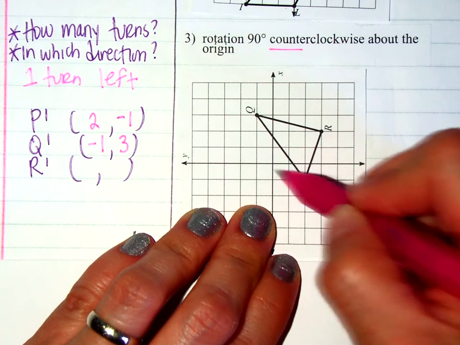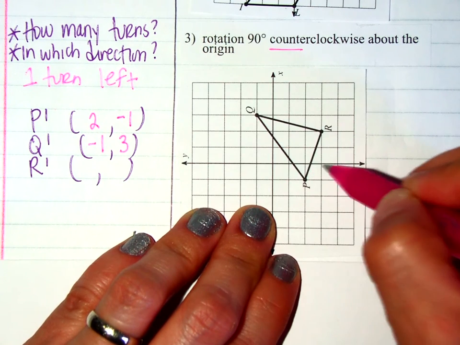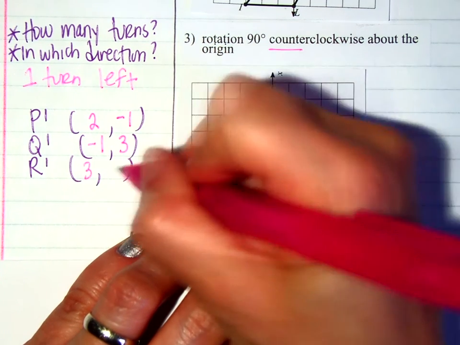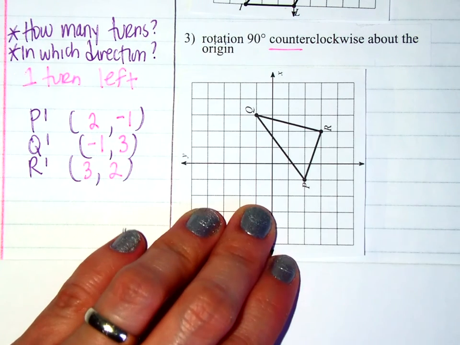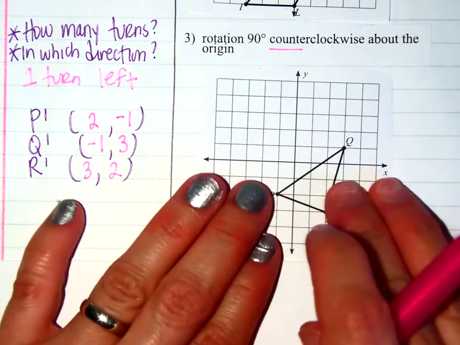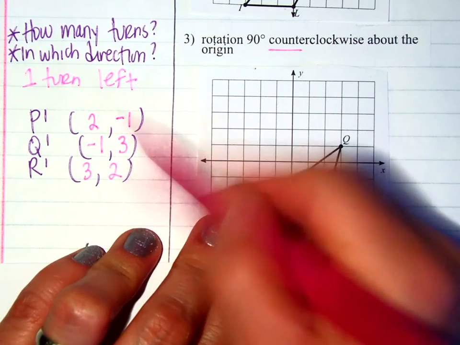And R prime from the origin, 1, 2, 3 to the right and 2 up. So 3 to the right, 2 up. Okay. Let's take this paper back to its original form. And now we're going to graph these three coordinates.